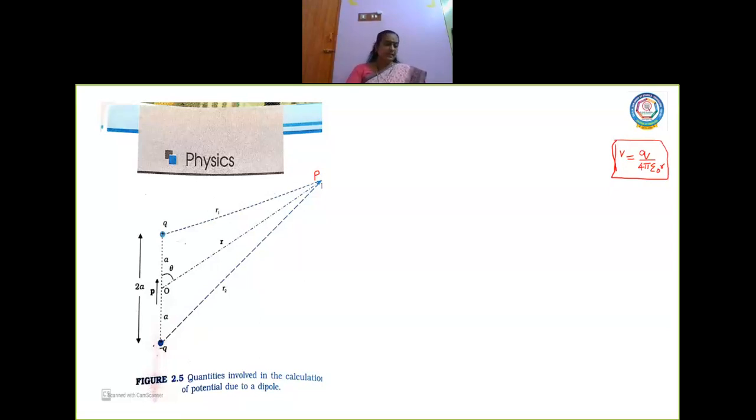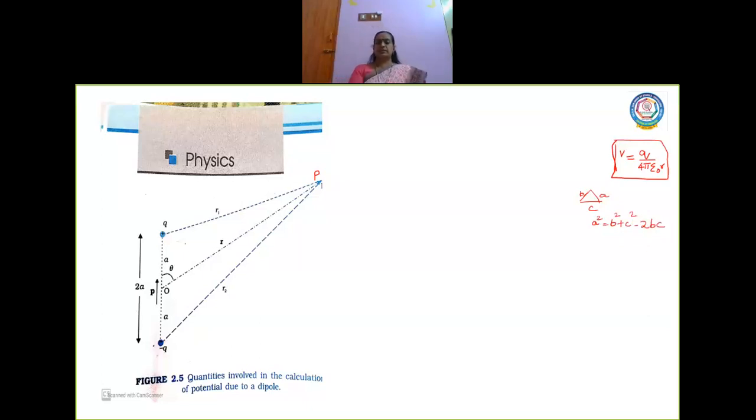First I want to write the potential at P due to charge plus Q. To go into that, I would like to recall a very small cosine formula which you would have read in your maths, which states that in a triangle with sides A, B, C, the cosine formula is A square equals B square plus C square minus 2BC.